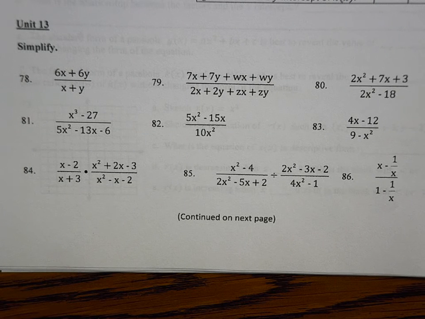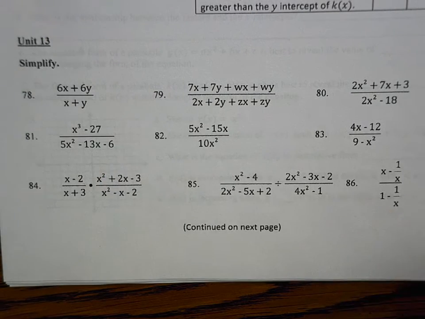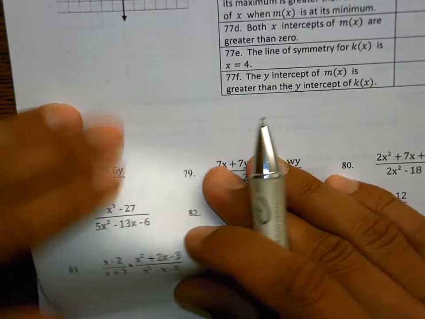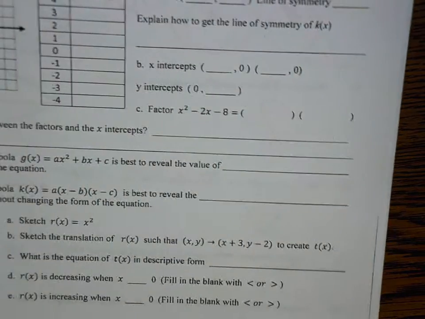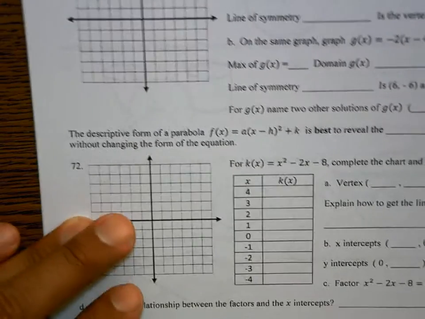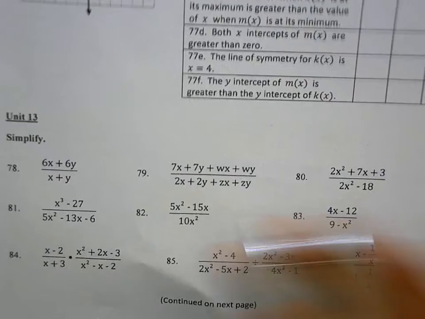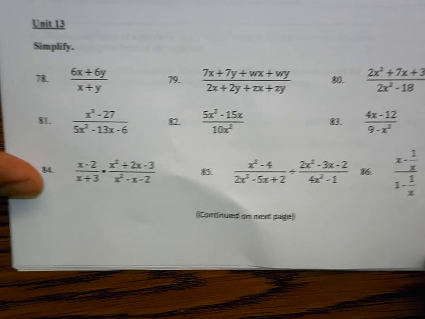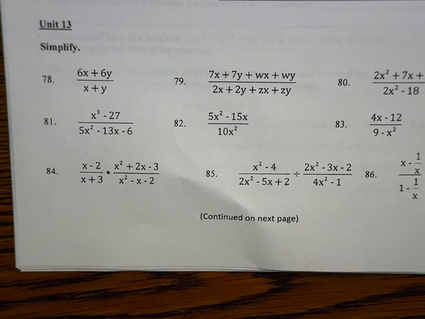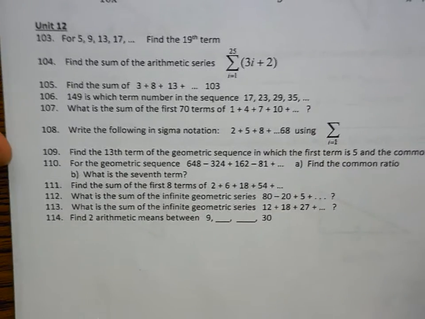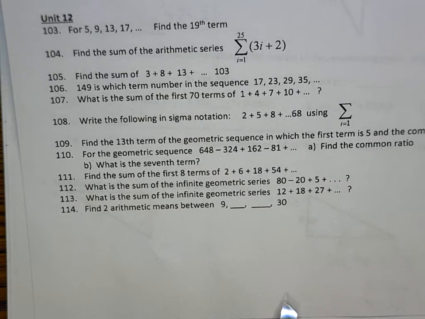Honors Math 2, Unit 13 review. The first thing I'm going to tell you is that Unit 13 is going to be found right after Unit 11. So you'll be looking at your packet and it goes Unit 11 and then it has a couple pages. It goes 77 and then Unit 13 starts on problem number 78. And then if you turn the paper over, then it goes Unit 12.